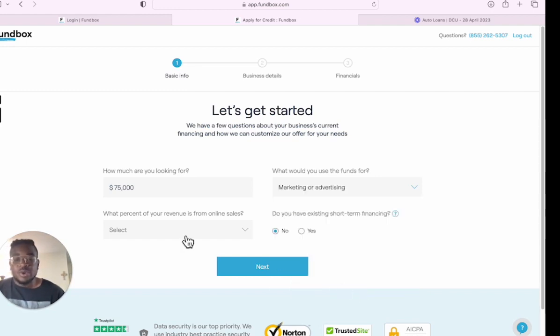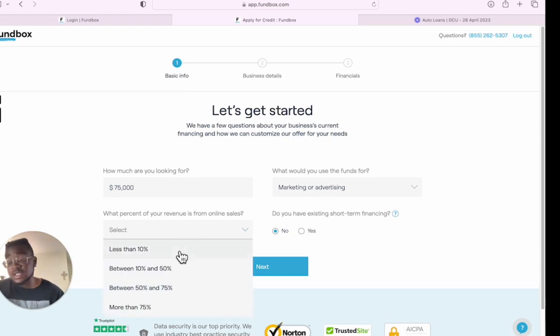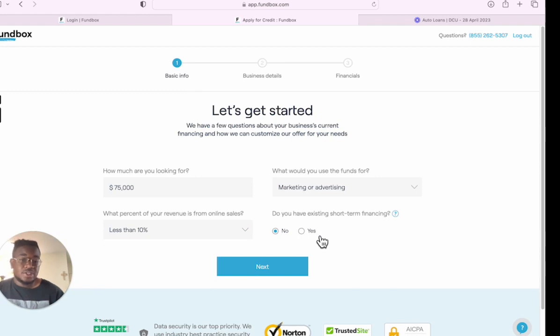What percent of your revenue is online sales? Whatever percent it is, okay. If it's less than 10%, if it's more than 75, it's fine. Just put that. Do you have existing short-term financing? I would usually put no, because they're looking at whether you have other financing to determine if they want to lend to you as well. But I will put no. That's just me personally.